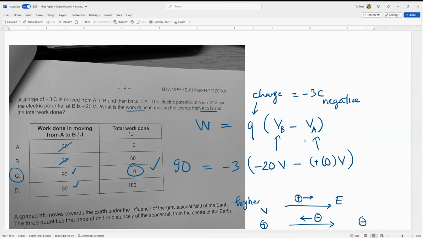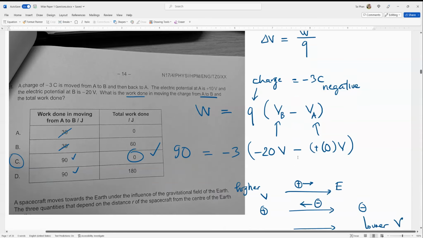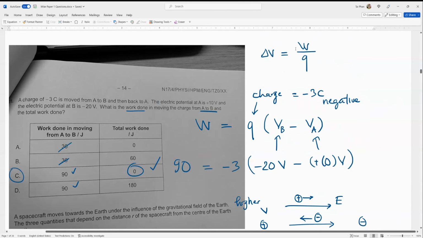And this formula, the work done equals the charge multiplied with the potential difference, of course it is given in the booklet. It is given like delta V equals the work over the charge. Delta V is the potential difference, the work done by the electric force to move that charge between the 2 points in a circuit. Check the formula booklet to find the equation again.